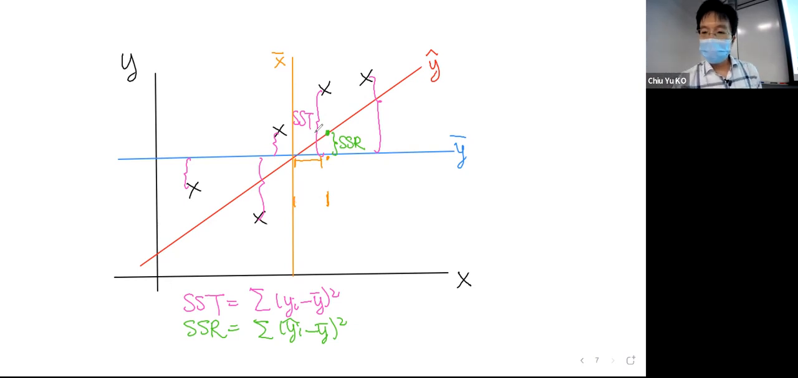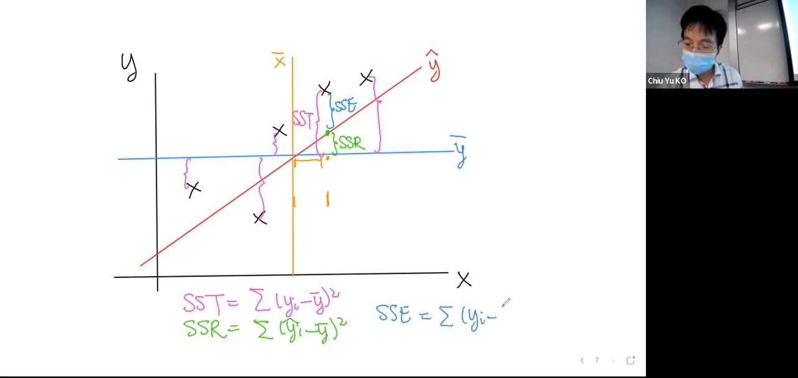And you can easily see that what is not explained in the model is called SSE. And SSE is the summation of Y i minus Y i hat, squared. So this is the Y i, the height, right?